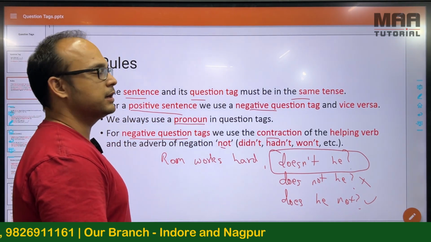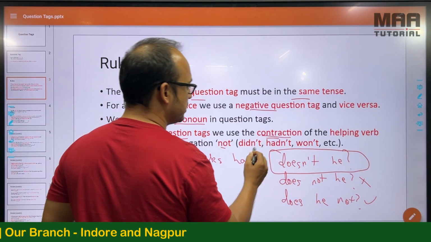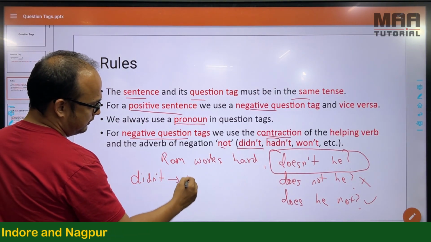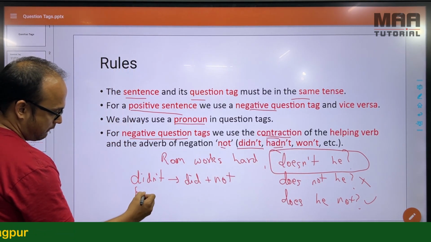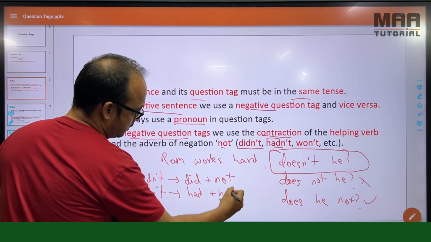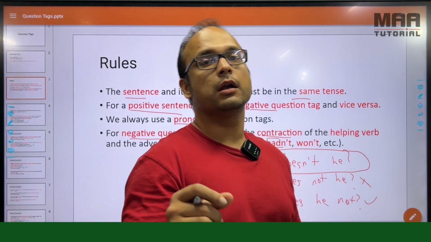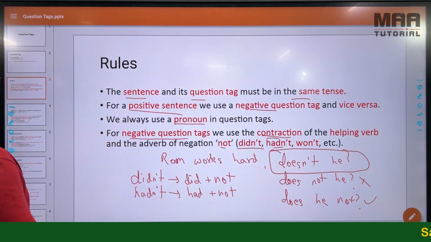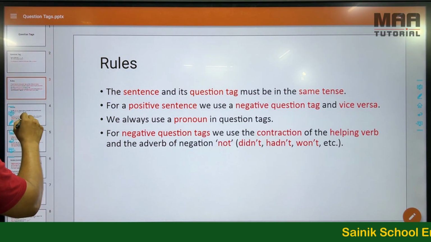Ram works hard, doesn't he? So we use the contraction. What is contraction? Didn't is did plus not. What is hadn't? Had plus not. So contraction means to put two things together and contract them, make them shorter, make them smaller. That is contraction. Won't is will not, doesn't is does not, and so on. Hasn't, haven't, has not, have not, and all of those things.